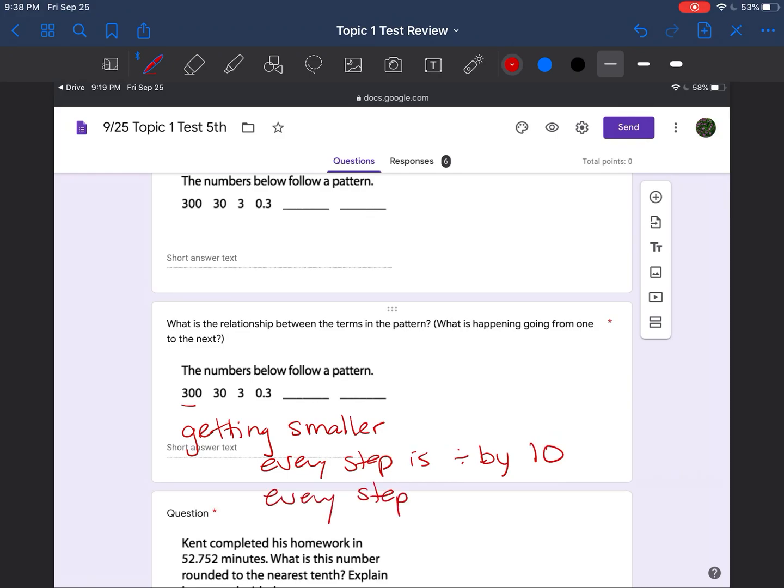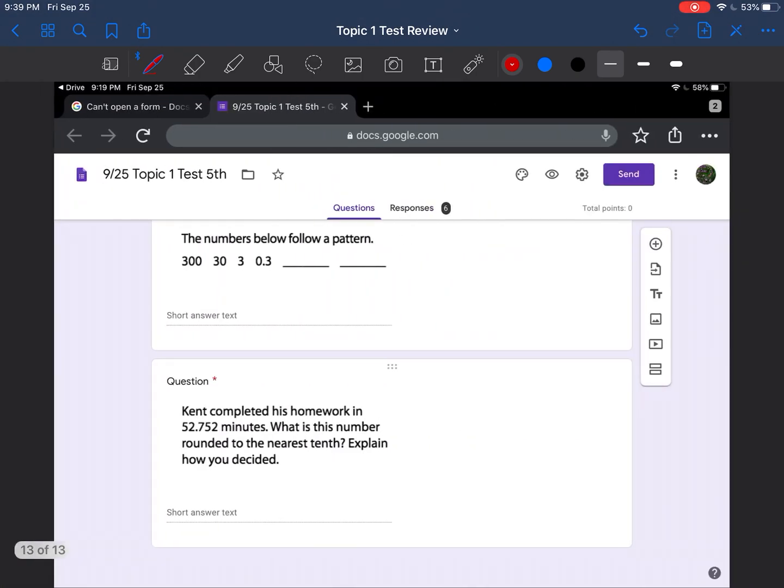You can say every step is 1/10 of the one before. So we know it's going from big to small. And it can keep going. We can have 3/100ths, 3/1,000ths, 3/10,000ths, and it keeps getting smaller and smaller.